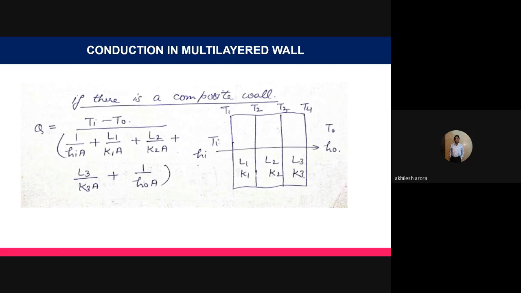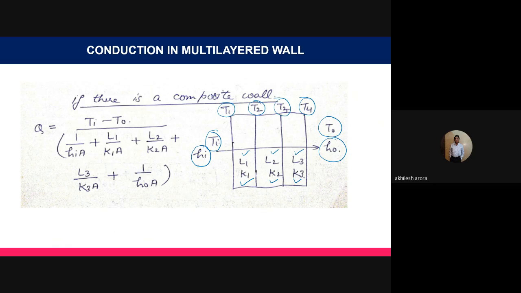Now we can also consider a composite wall. In the case of a composite wall, this is the heat transfer coefficient on the outside and this is the outside temperature, whereas on the wall surface the temperature is Ti. At the interface of the next wall the temperature is T2, here the temperature is T3, here the temperature is T4, and their thicknesses are L1, L2, L3, and the thermal conductivities of the three walls are K1, K2, and K3. And outside it is the heat transfer coefficient H naught, and the temperature here is T naught.